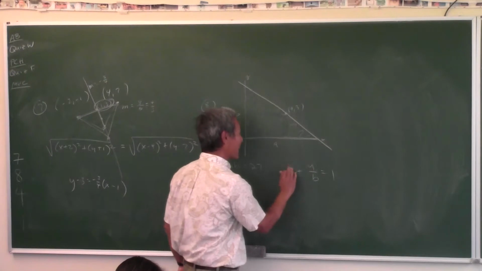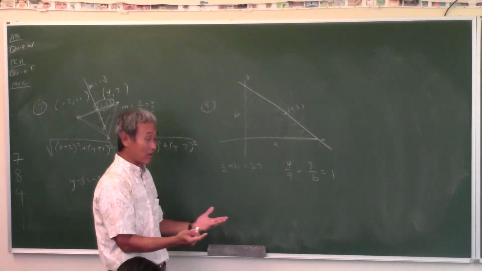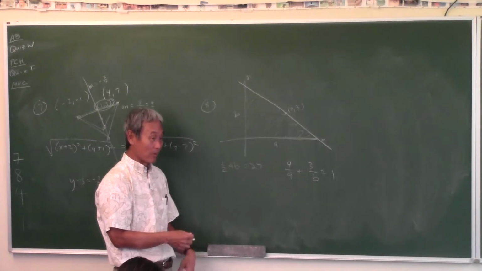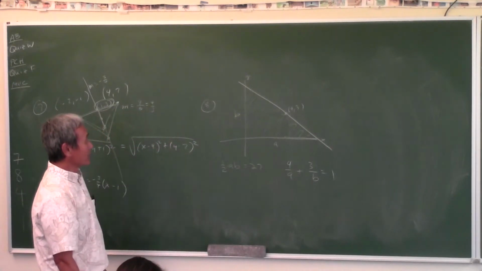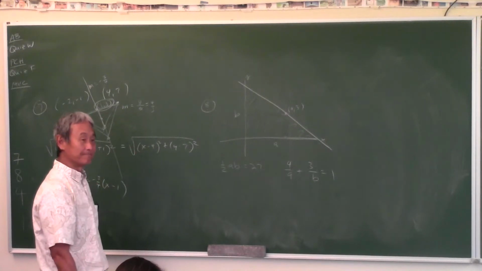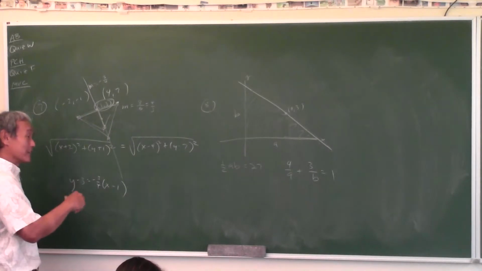You plug it in. If I plug in 4 for x and 3 for y, just like SAT, they always say, this graph passes through this point, what's the value of b, right? You just plug in the point. And then now look, you got 2 equations, 2 variables, and you just solve it. See, that's what you gotta do. You gotta write equations and you gotta solve it.